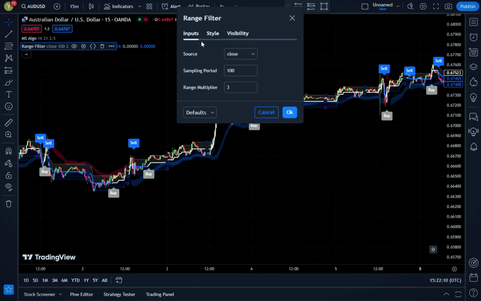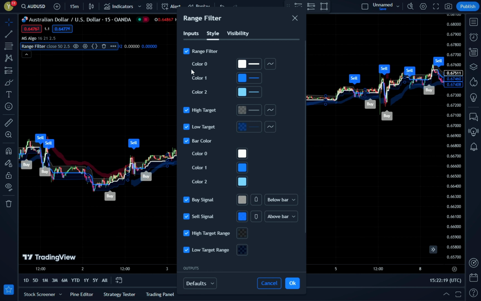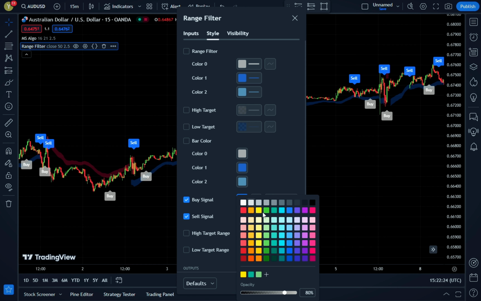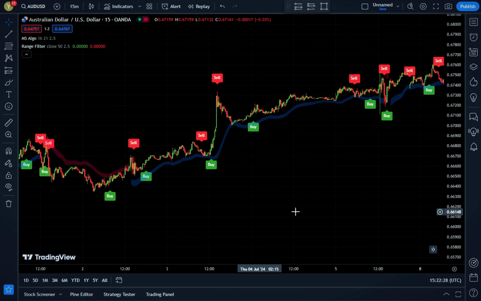In the Input tab, change the sampling period value to 50. Then also change the range multiplier value to 2.5. After that, go to the Style tab. In the Style tab, uncheck all the boxes except for the buy signal and sell signal. Once done, click OK to confirm the changes.